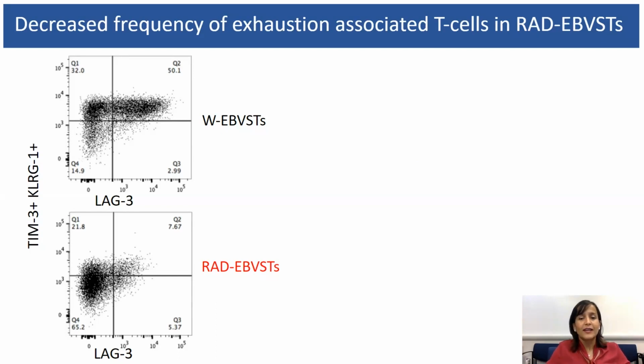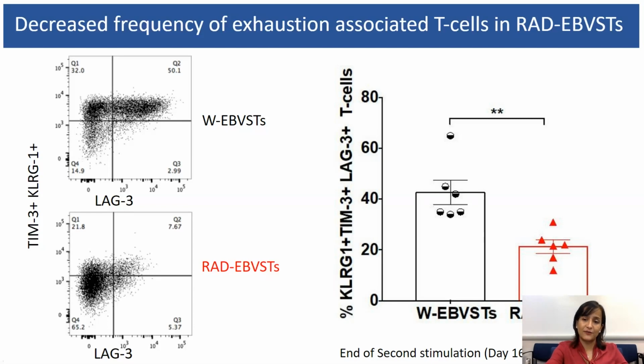and these are the T cell markers that have been associated with T cell exhaustion in immunotherapy. And when we just look at the overall frequency, it is very clear in this graph that RA-depleted EBVSTs do indeed have lower frequency of exhaustion marker expressing T cells compared to whole EBV-specific T cells.